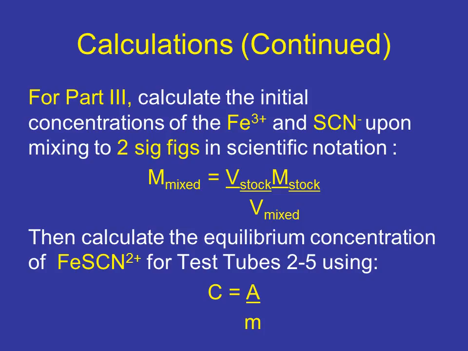For part 3, calculate the initial concentrations of the iron 3 and thiocyanate ions upon mixing to 2 significant figures in scientific notation. You may do this by calculating that the molarity of the mixture is equal to the volume of the stock solution you started out with times the molarity of the stock solution divided by the total volume of the mixture in the test tube. Then calculate the equilibrium concentration of thiocyanate iron in each of test tubes 2 through 5 using the formula that concentration is equal to the absorbance divided by the slope that you obtained from the graph.